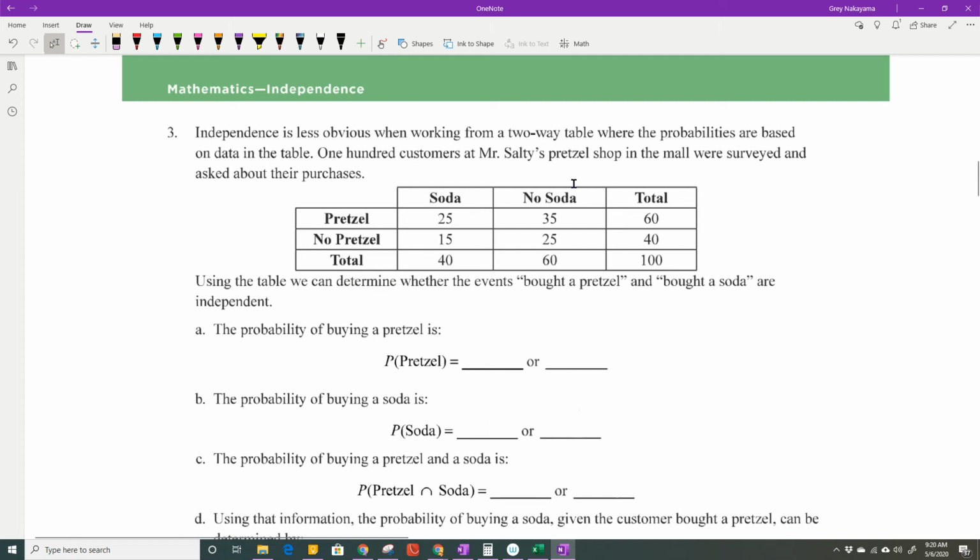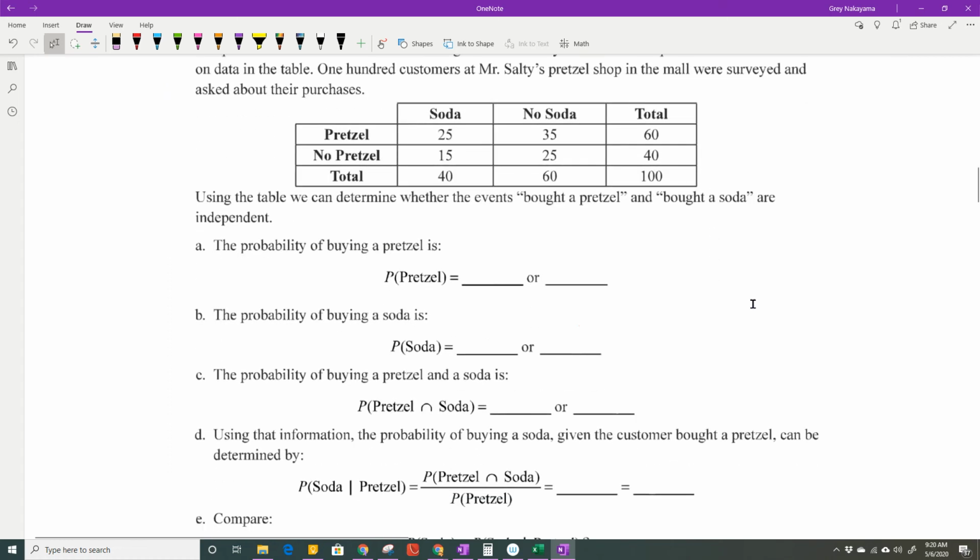Independence is less obvious when working from a two-way table where the probabilities are based on data in the table. 100 customers at Mr. Salty's pretzel shop in the mall were surveyed and asked about their purchases. So here is the data set up in our two-way frequency table. So we're going to go through and answer our questions. What is the probability of buying a pretzel? Well, how many pretzels do I have? Total number of pretzels is 60 out of total items is 100. So that becomes 3 out of 5.